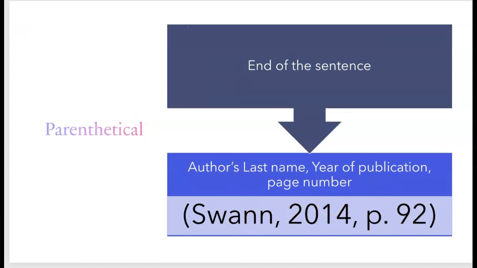So you need a bunch of stuff in your parenthetical in-text citation for APA format. Of course, like MLA, you need the author's last name. Then you need a comma, the year of publication, another comma, a P period, and then the page number.